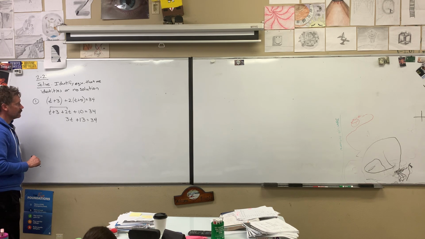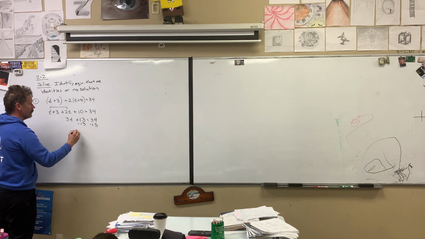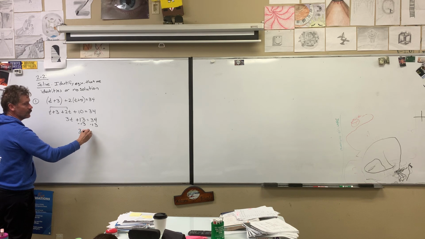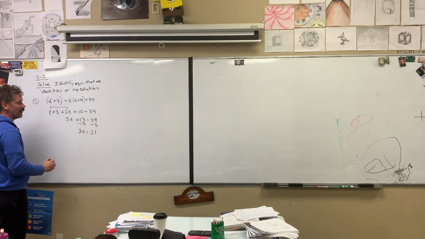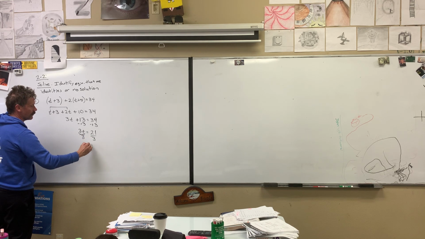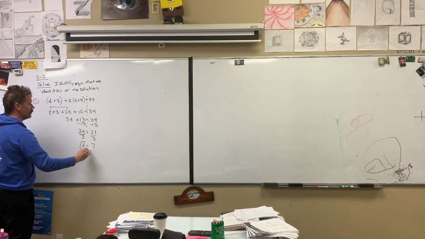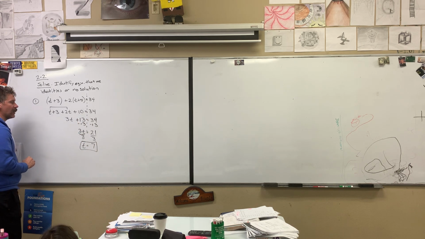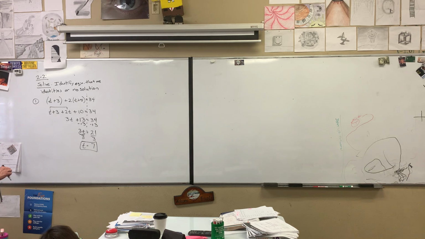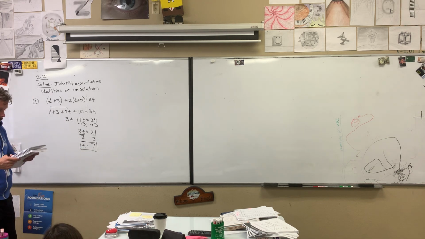You subtract 13. Subtract the 13, what do you get? 3t is equal to 21, and then you divide both sides by 3, and then t is equal to 7. Notice my equal signs are perfectly lined up. Now, with that, what I was going to say is you could plug this back in to check the answer and make sure it's correct.